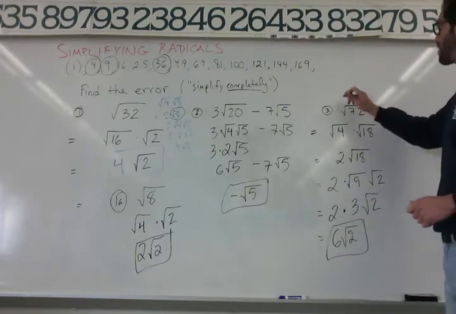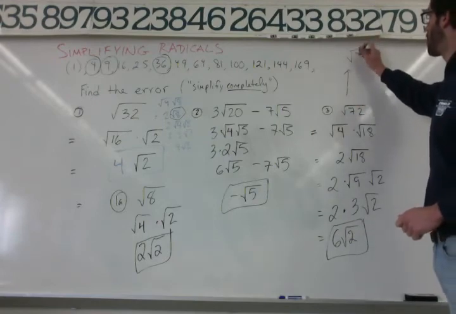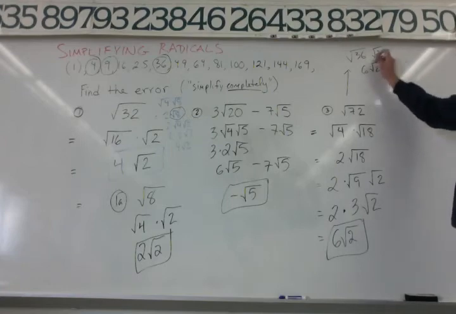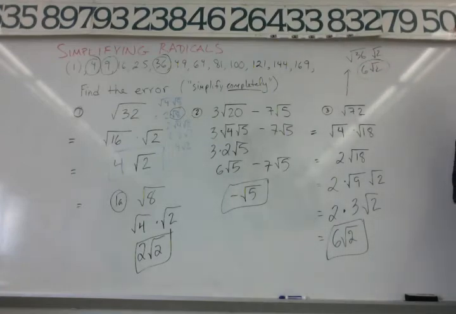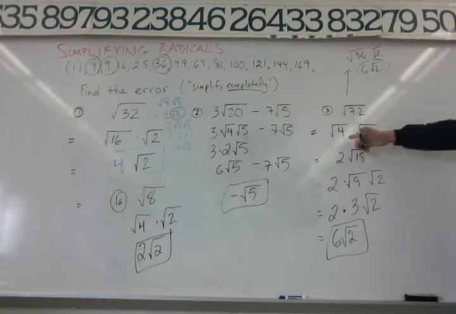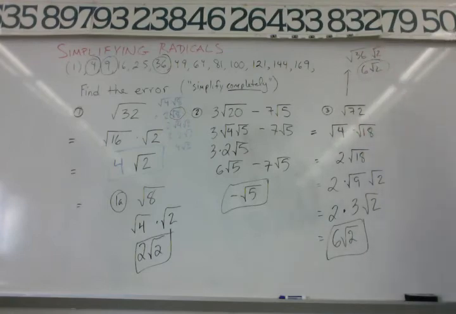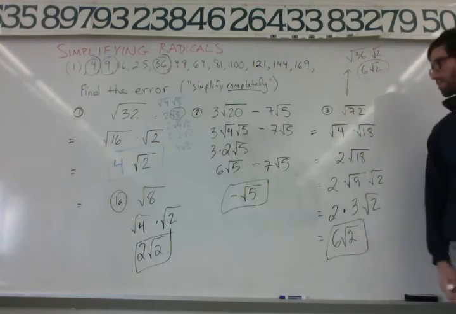And once again, the easiest way to do this would have been to go root 36 times root 2, and the square root of 36 is 6, and the answer is 6 root 2. That's a whole lot faster had we chosen to use the largest perfect square, 36, and not 4 and not 9, right? Not 9 times 8, but 36 times 2 is the most direct. Either way, the answer is 6 root 2.